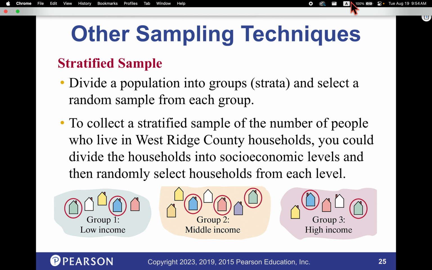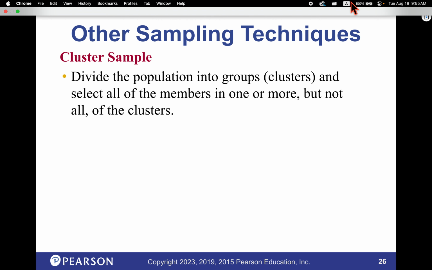Okay, example there. But then the important part is once you have the strata set up, the selection from within there is done with random selection. Again, it helps to deal with bias.